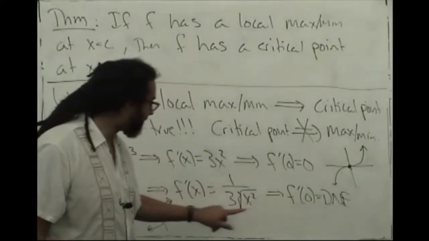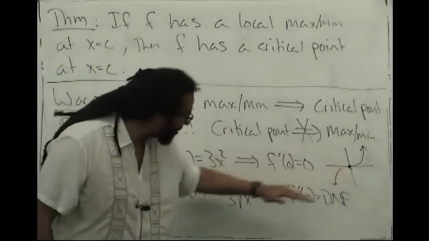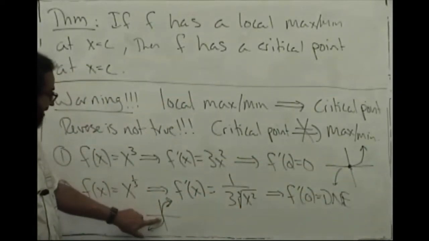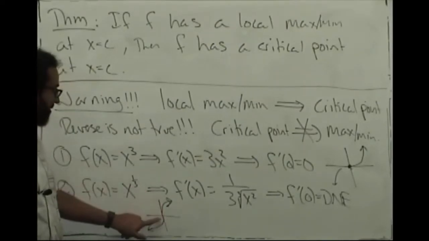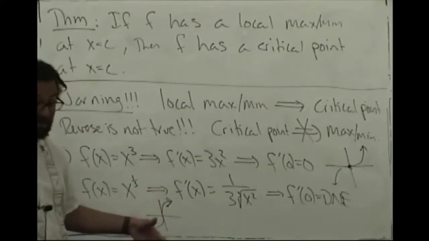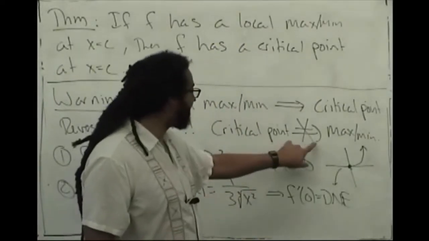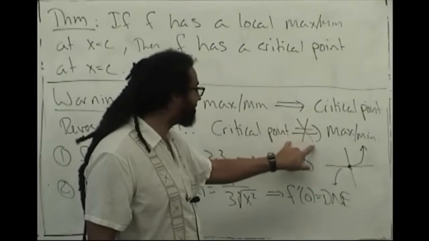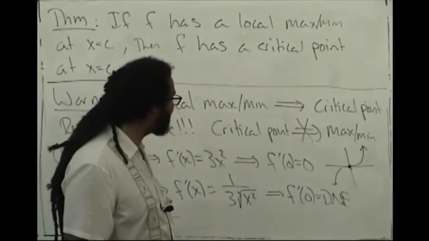But when you look at the graph, it's just this thing turned over on its side. So what happens at 0? Not a max or a min, but there's a vertical tangent. There's a vertical tangent, so there can't be a max or a min. So again, be very careful. The reverse arrow does not hold in this Fermat's theorem.